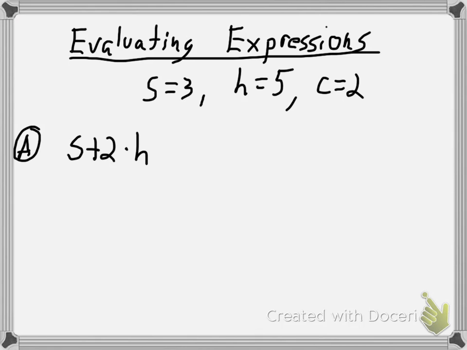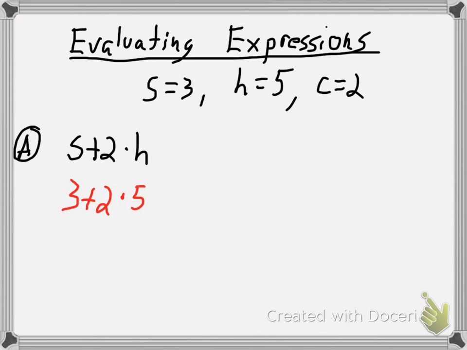The first thing I want to do is I want to go through and I want to fill in any of my variables with what letters they really are. So I look at my S first. I can see an S here. I look up to the top. S is equal to 3. So I'm going to sub a 3 in there. Bring down my plus 2, my times. And now I have to look and see what H is. H is 5, so I'm going to plug that in. So I end up with the expression 3 plus 2 times 5.